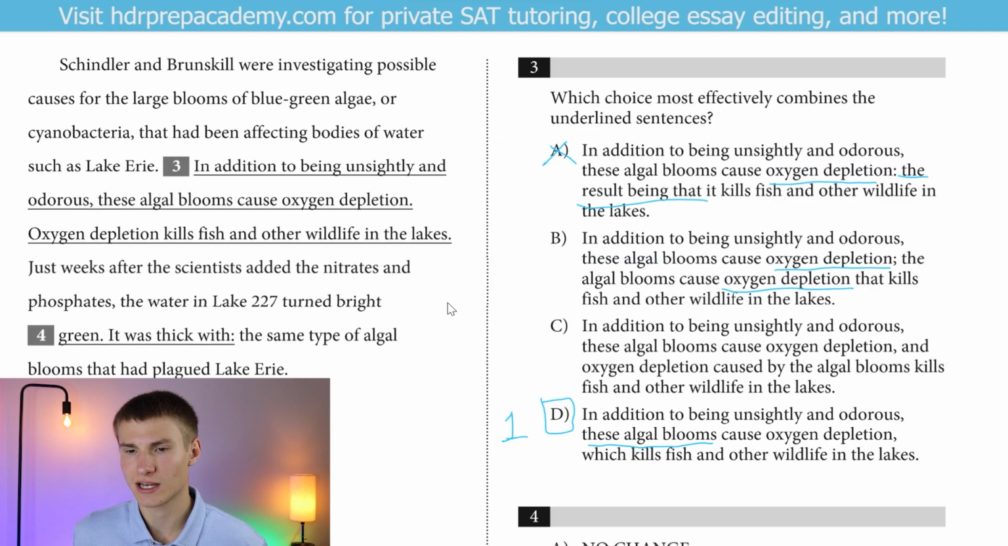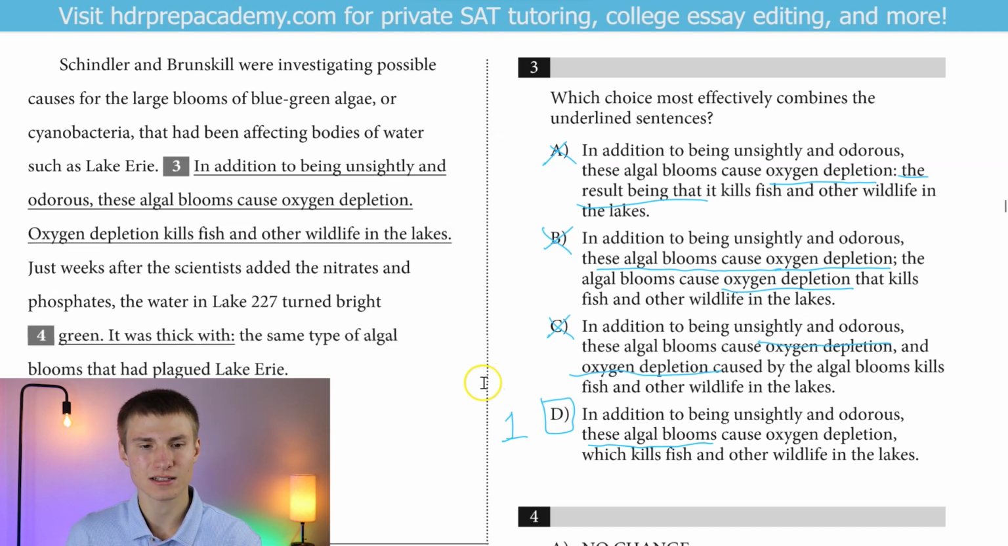We say these algal blooms cause oxygen depletion, and then we say the algal blooms cause oxygen depletion again. We're being repetitive, being redundant. C, in addition to being unsightly and odorous, these algal blooms cause oxygen depletion and oxygen depletion. We don't want to repeat a subject like that twice if we don't have to, and we don't have to, as we see in answer choice D. So that's why C would be incorrect there. All right, let's keep going.